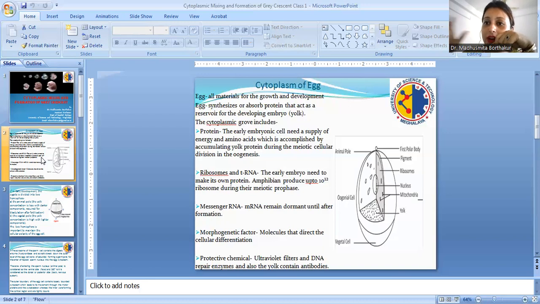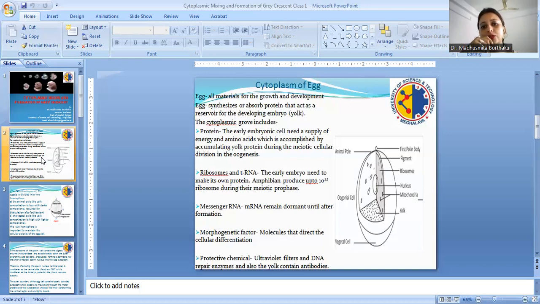Amino acids are the building monomers of proteins. Okay, whenever our parents used to say, have an egg. The egg has the yolk, which is the nutrient part, and it supplies the energy and the amino acids. The early embryonic cells need a supply of energy and amino acids, which is accomplished by accumulating the yolk protein during the meiotic cellular division in oogenesis.